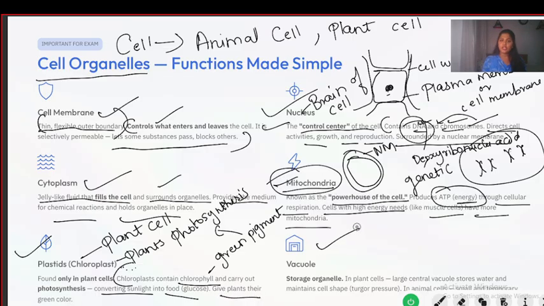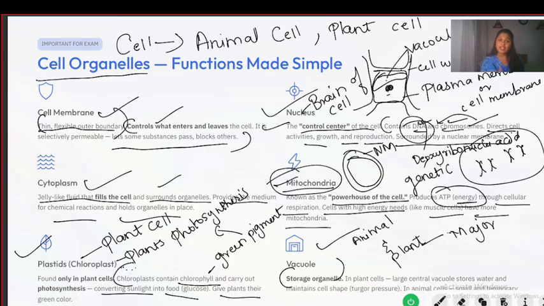Next, vacuole. Now vacuole is also a storage organelle. It stores certain components. Vacuole is present both in animal cell as well as plant cell. It is present in both, but it plays a major role here in the plant cell. In a plant cell, 90% of the space is taken up by the vacuole. Why is the vacuole so important in the plant cell? Because it stores food in plants.